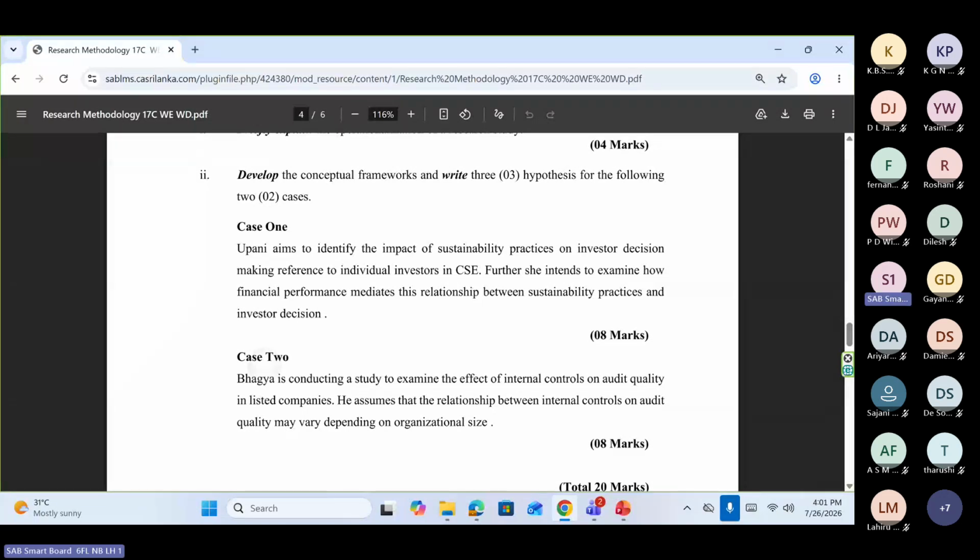Here there are three variables: sustainability practices, investment decision, and then the financial performance. This is the independent variable. This is the dependent variable. This is the mediator variable.